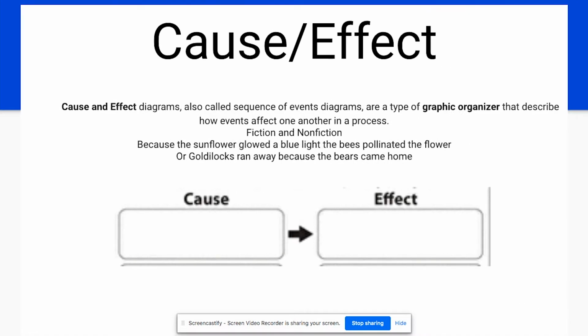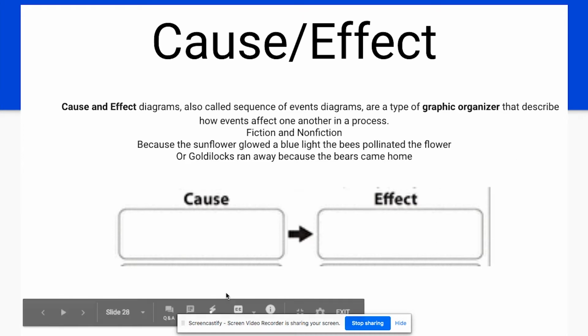Cause and effect. And this is sort of like when we're thinking about the sunflower that glowed blue light and the blues pollinated the flower, or maybe Goldilocks ran away because the bears came home. So it's always a cause and effect. Remember the arrow, and that will help you in your reading.